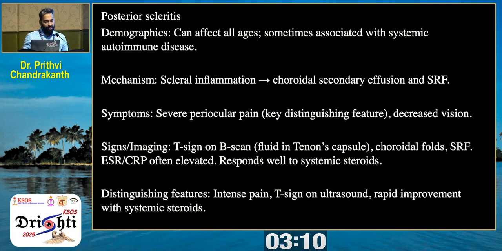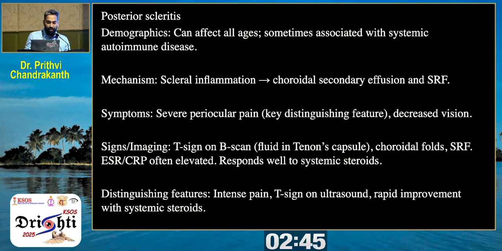And then we have posterior scleritis. It affects all ages, and is sometimes associated with systemic and autoimmune disease. Scleral inflammation occurs, and it leads to choroidal secondary effusion and SRF. Severe periocular pain will occur, and the patient will have decreased vision. This can be elicited with the B scan. You can get the T sign, that's fluid in the Tenon's capsule, which can be seen very clearly.